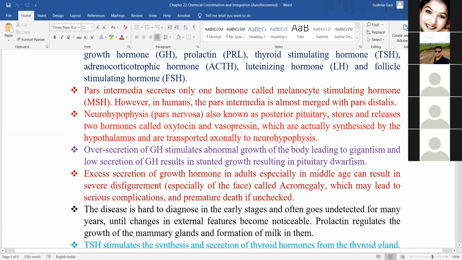Whereas in case of humans, this pars intermedia is almost merged with the pars distalis. So there is not much differentiation between pars distalis and pars intermedia in humans. So we can say if we consider this pars distalis in case of humans only, then this melanocyte stimulating hormone will be there. Okay. Now the second portion is neurohypophysis.